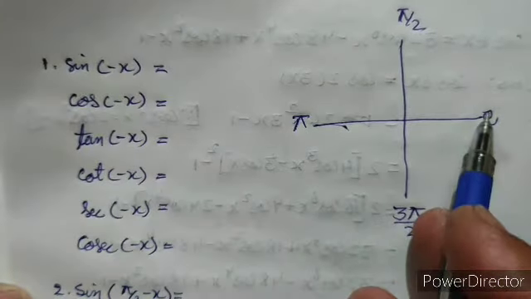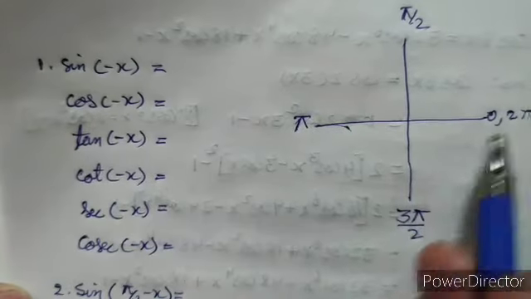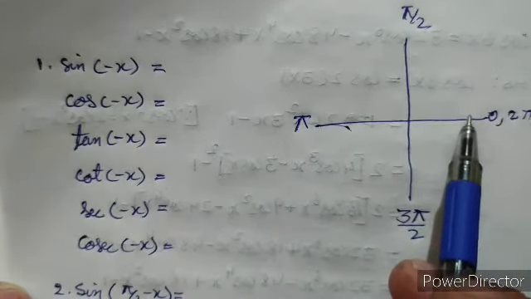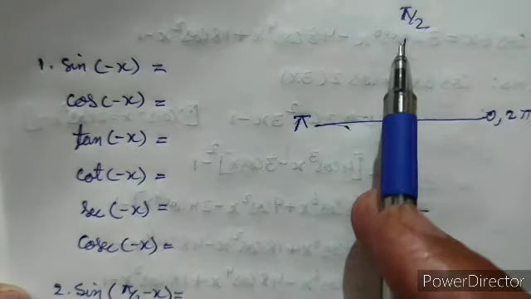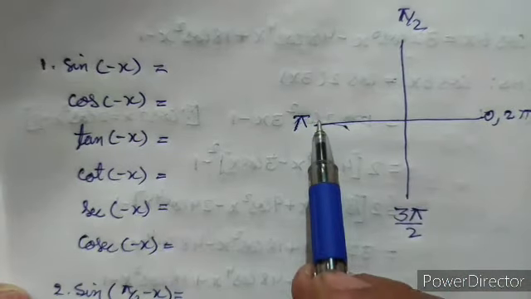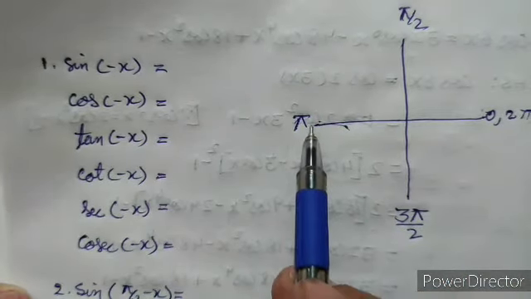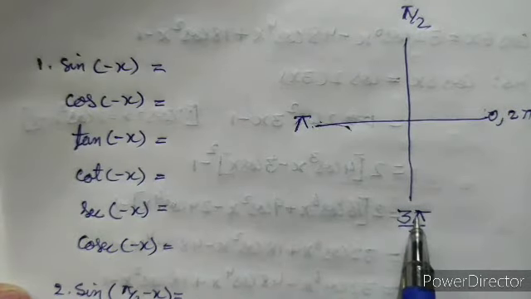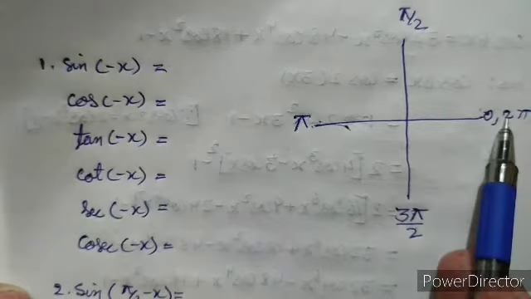Now the angles from 0 to 2 pi can be divided into 4 quadrants. The first quadrant includes the angles between 0 to pi by 2. In the second quadrant, the angles between pi by 2 and pi will come. The third quadrant includes the angles between pi to 3 pi by 2, and the fourth quadrant includes the angles between 3 pi by 2 to 2 pi.